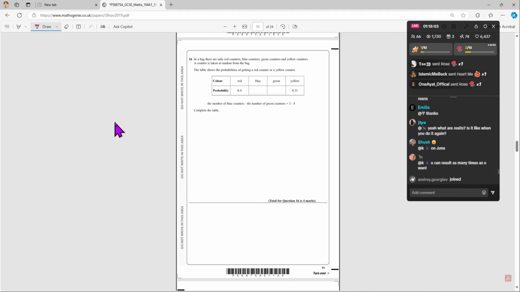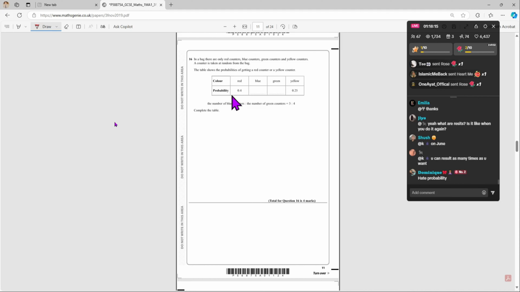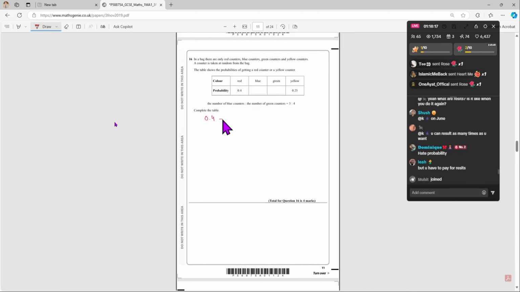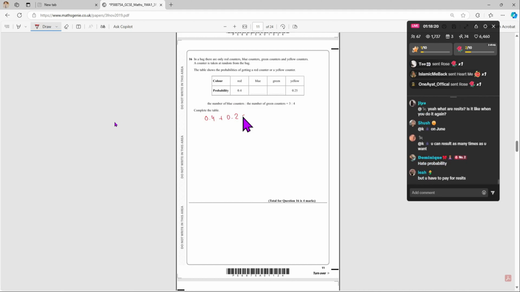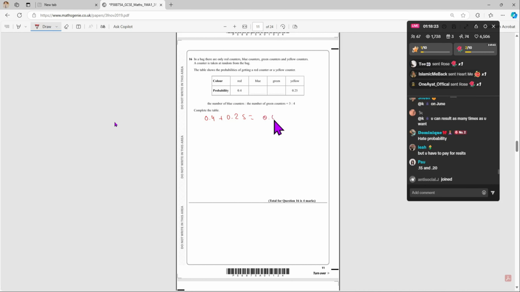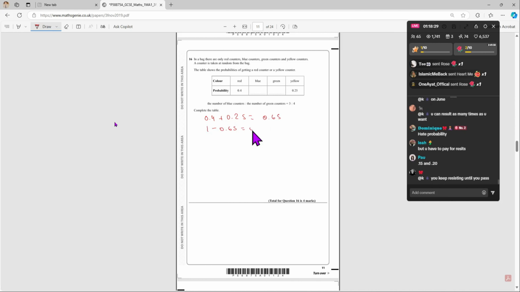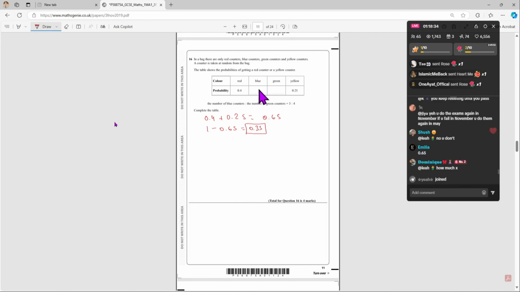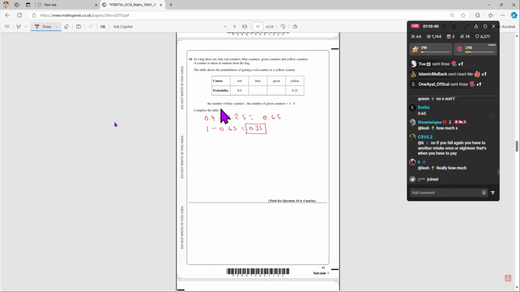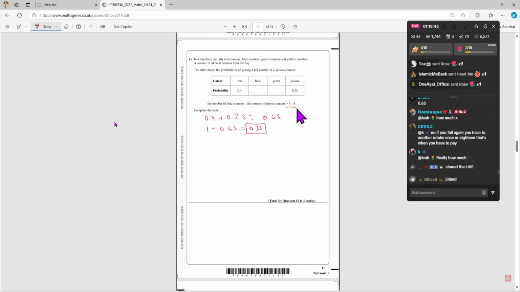So the first thing we know is that probabilities always add to 1, if they're decimals. So we're going to add the probability of red and the probability of yellow: 0.4 plus 0.25 gives 0.65. Then we do 1 minus 0.65 to get 0.35. That is the total probability of getting a blue and a green added together. We are given the ratio of the number of blue counters to the number of green counters, 3 to 4.